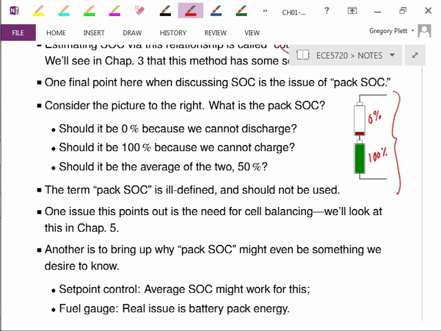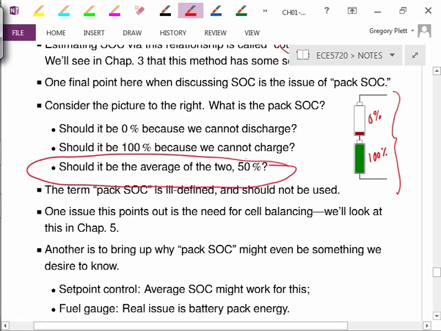So it's my premise, and I'll argue this very strongly, that the term pack state of charge is not well defined. It's ill-defined, and should really never be used. There will be one place in these course notes where we define something called the pack average state of charge, which is this calculation. This calculation can have use, but it is combined in that setting with knowledge of all the individual states of charge as well, so it's not just that calculation by itself.